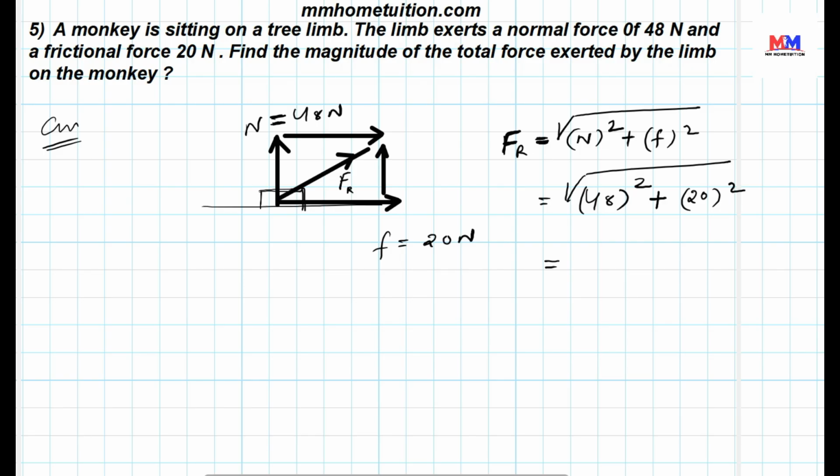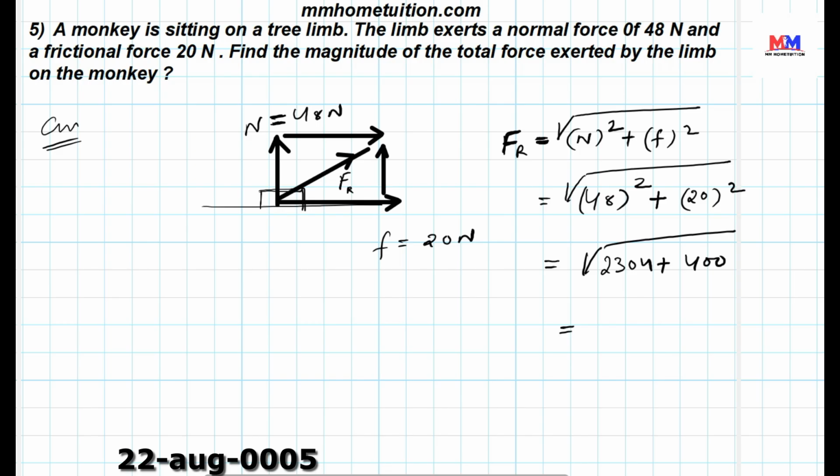48 times 48 is 2304. So this is 2304 plus 20 squared, which is 400. So that equals how much? 2304 plus 400 is 2704. So that equals the square root of 2704, which is 52.